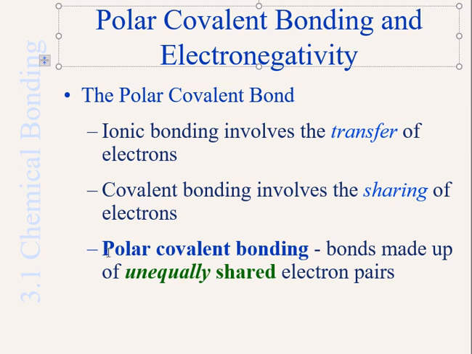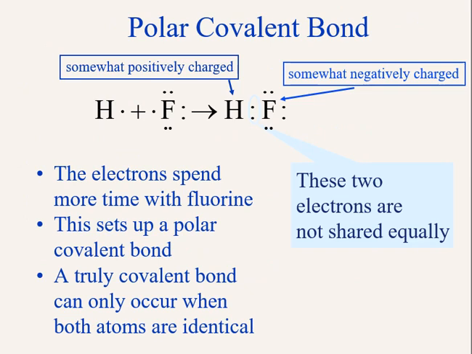So when does this polar covalent bonding happen? Well, it happens when electrons are shared unequally. Let's look at an example and it will become very clear. So here you have hydrogen and fluorine.